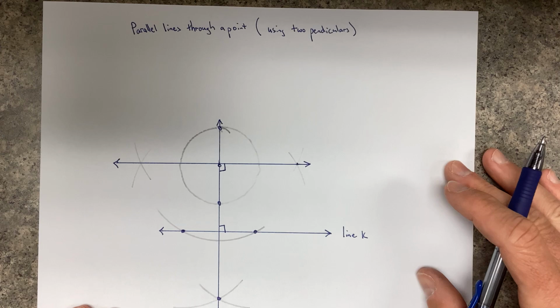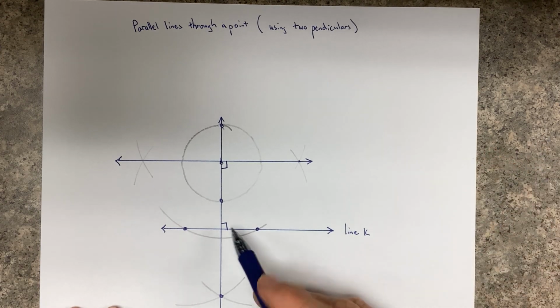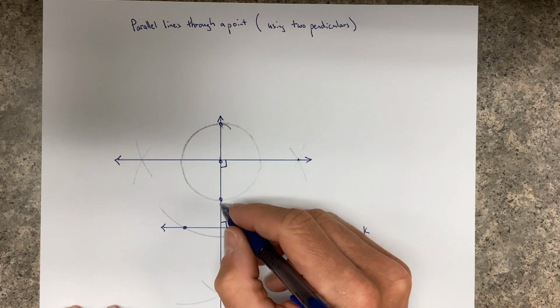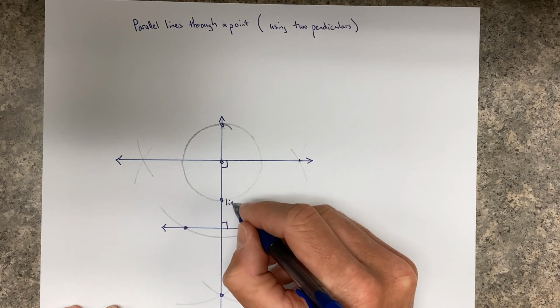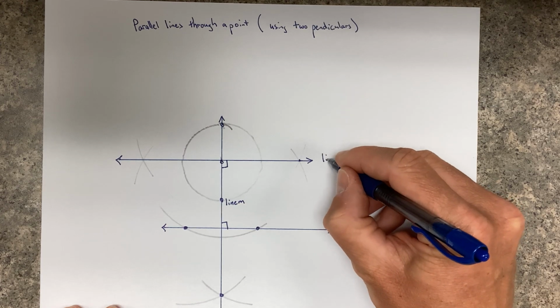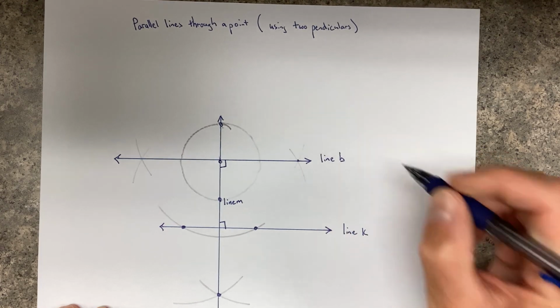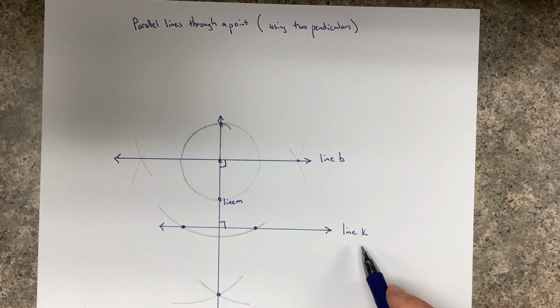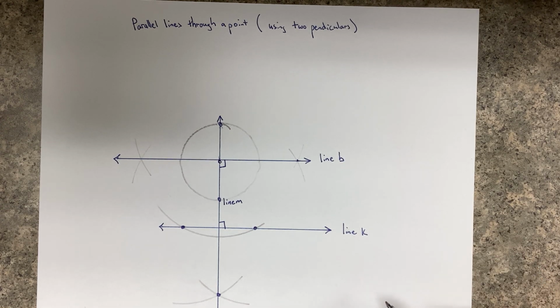Well, it will turn out that this is for sure a fact that if you have line K is perpendicular to, let's say, line M, but line M is perpendicular to, let's say, line B, then line B is for sure parallel to line K.